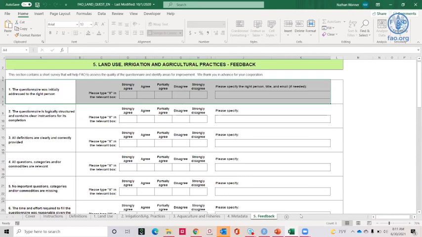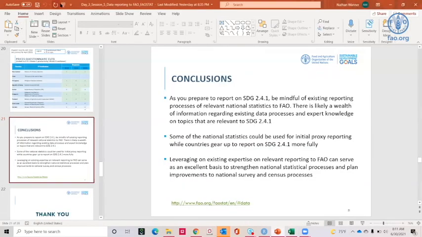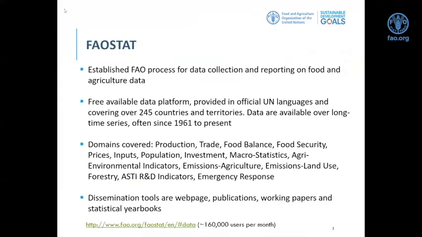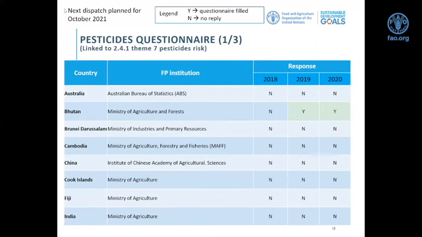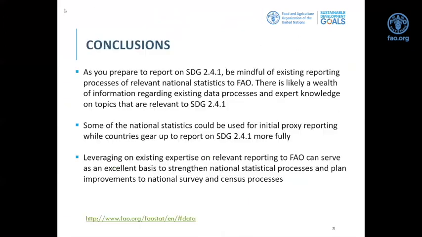So now I think I can jump to the conclusions before I can also go back and just highlight a little bit of how FAOSTAT is actually structured. So, jump all the way to conclusions.